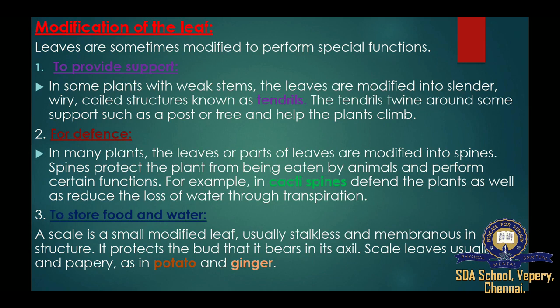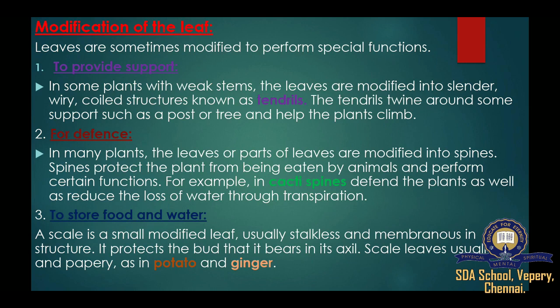Spines mean sharp objects. Spines protect the plant from being eaten by animals and perform certain other functions. For example, in cactus, the spines defend the plant as well as reduce the loss of water through transpiration. Prickly poppy, pineapple, aloe, dogbane plant and date palm are other plants whose leaves or parts of leaves change into spines.